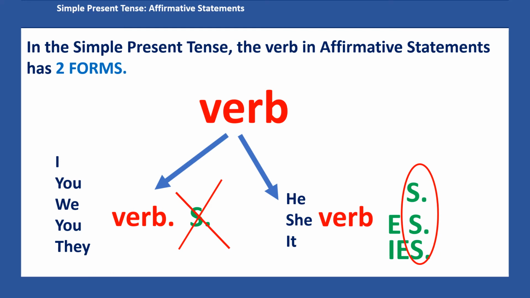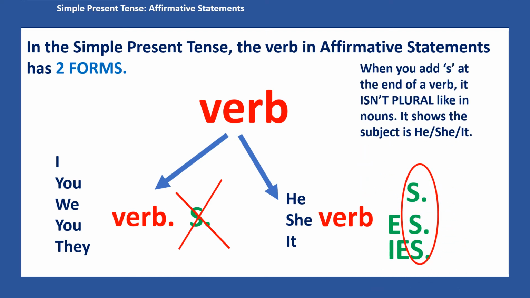So we say, he sometimes cries. She sometimes cries. So as you can see, we have verb with no S, that is one form. And then we have verb with the last letter S, and that's another form.